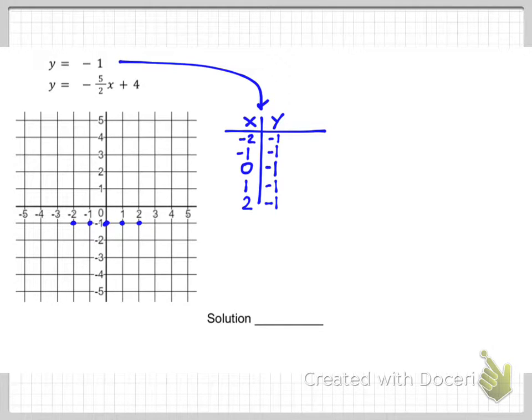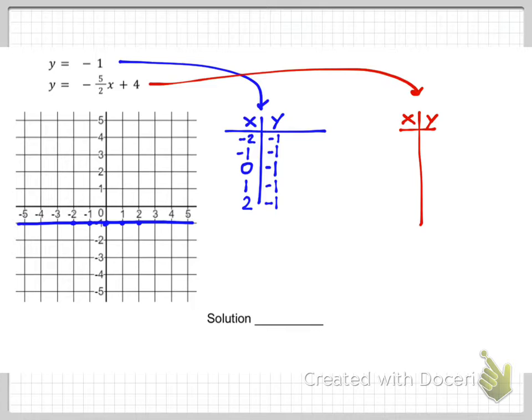Now, some people try to memorize, oh, if it's y equals, it's horizontal. If it's x equals, it's vertical. I say don't try to memorize extra stuff. Just make a table of values and see what happens. And when you look at that, you go, yeah, that's a horizontal line, so we connect the dots. Great. All right, let's try the next table.